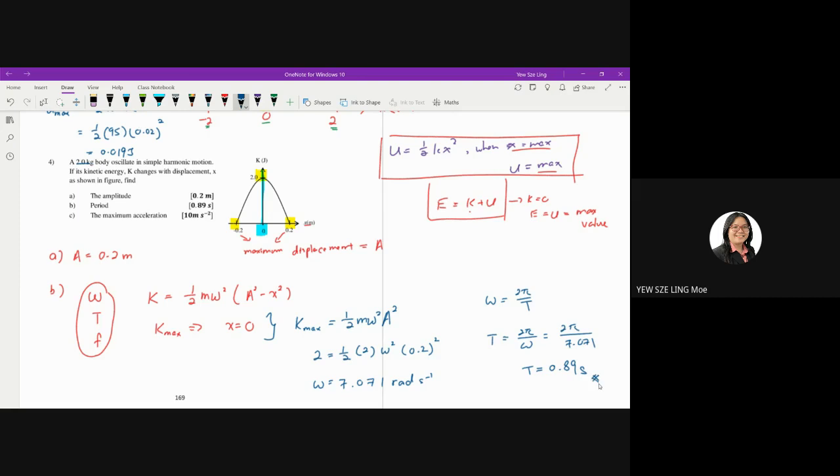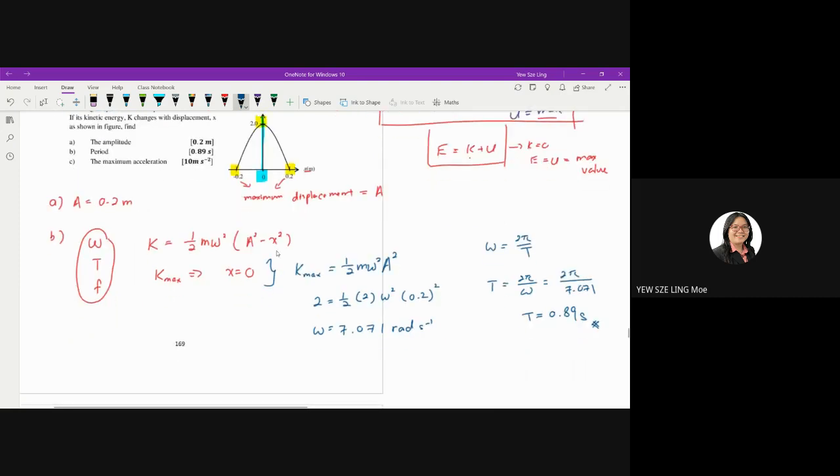So this is the answer. You start from the equation, and then we obtain the values from the graph. When K is maximum, our x is equal to 0 according to the graph, because K maximum happens along the y-axis, where x equals 0. Now question C, the maximum acceleration.